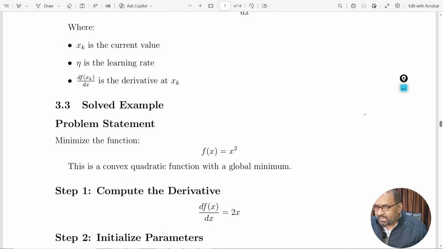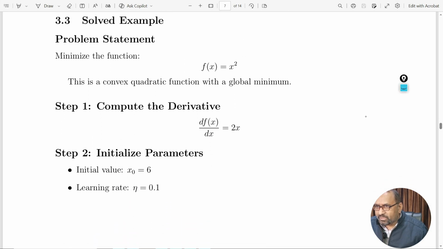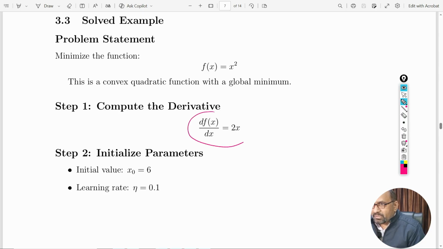Let us see how we can calculate these values. Here we are taking a very simple function, f(x) equal to x squared. This is a convex quadratic function with a global minimum. When we take the derivative, df upon dx is equal to 2x. The initial value we are taking is x0 equal to 6, the initial point, and the learning rate we are taking here is 0.1. This is not fixed, but we have to check that this value must not be too small or too large. According to our problem, we have to choose this value.